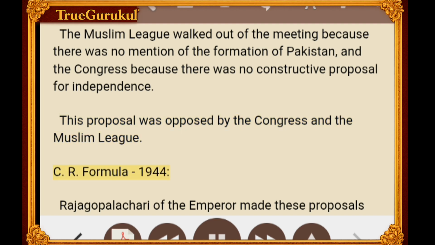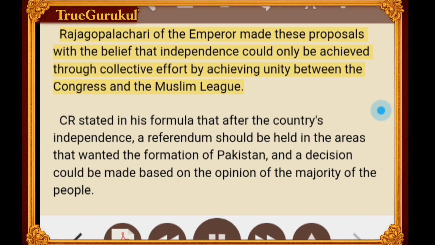C.R. Formula 1944. Rajagopalachari made these proposals with the belief that independence could only be achieved through collective effort, by achieving unity between the Congress and the Muslim League. C.R. stated in his formula that after the country's independence, a referendum should be held in the areas that wanted the formation of Pakistan, and a decision could be made based on the opinion of the majority of the people.